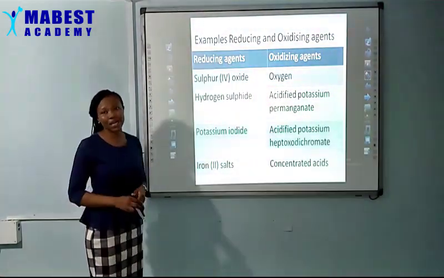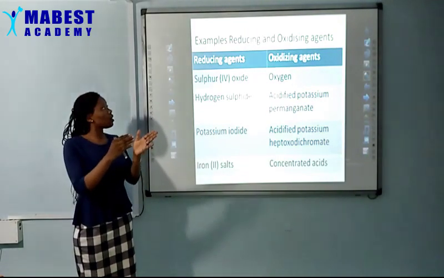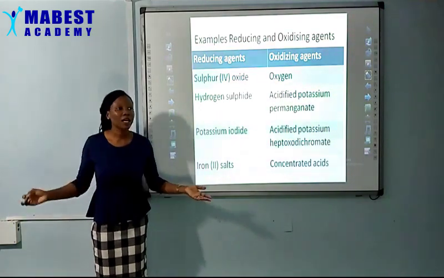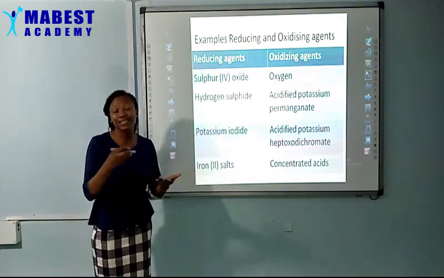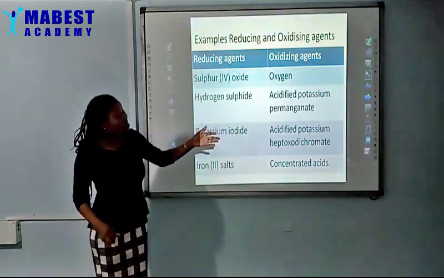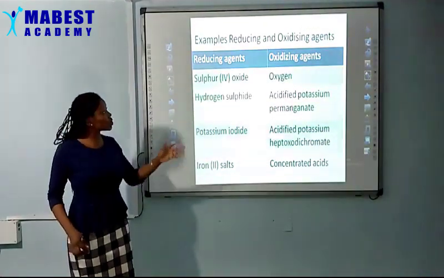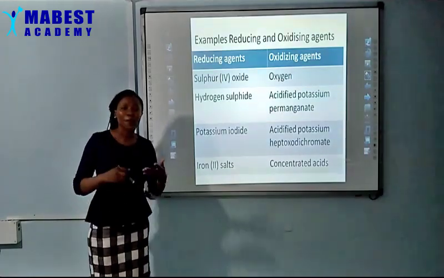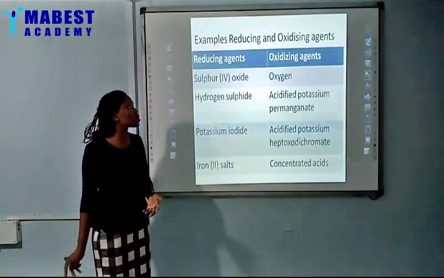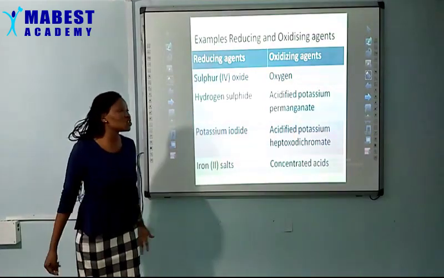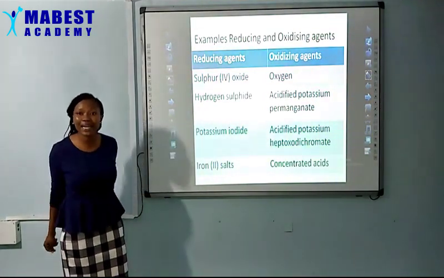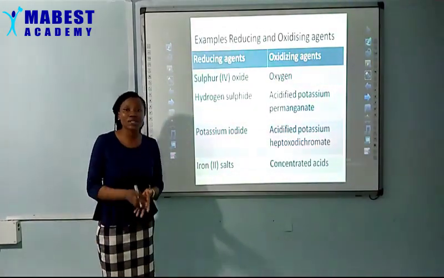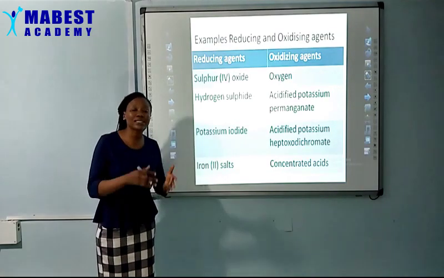And before I end this class today, I'd like to place a distinction between reducing agent and oxidizing agent. I'll just show you some examples so that when you come across them in your exams, classwork, and tests, you will not be surprised. So these are some examples of reducing agents and oxidizing agents. Reducing agents here we have sulfur(IV) oxide, hydrogen sulfide, potassium iodide, iron(II) salt, while oxidizing agents are oxygen, acidified potassium permanganate, acidified potassium dichromate, concentrated acid. This will be concentrated sulfuric acid or concentrated nitric acid.